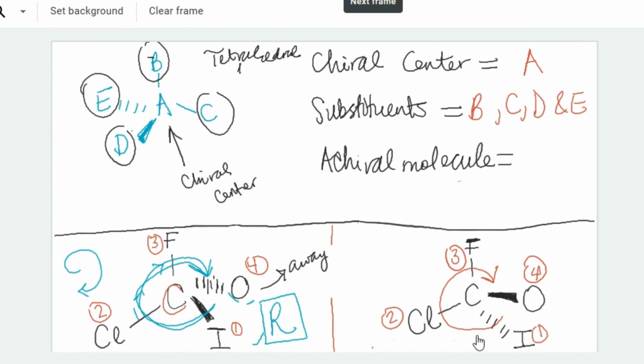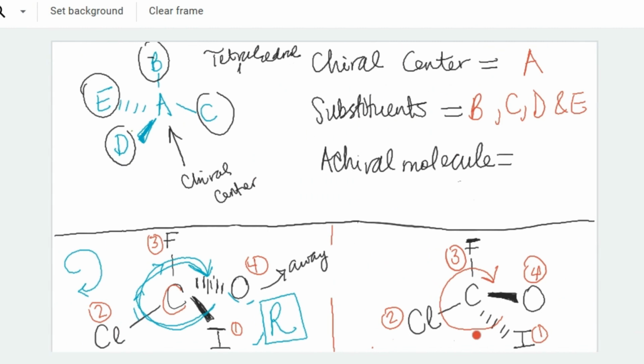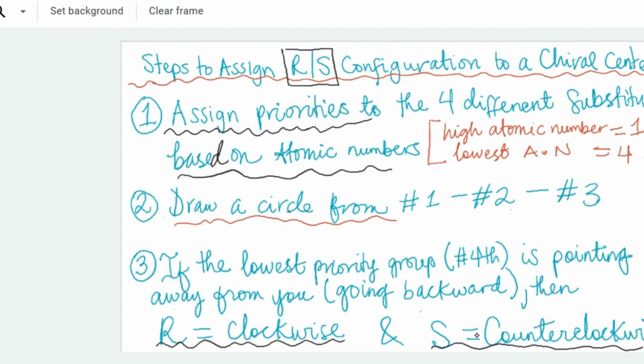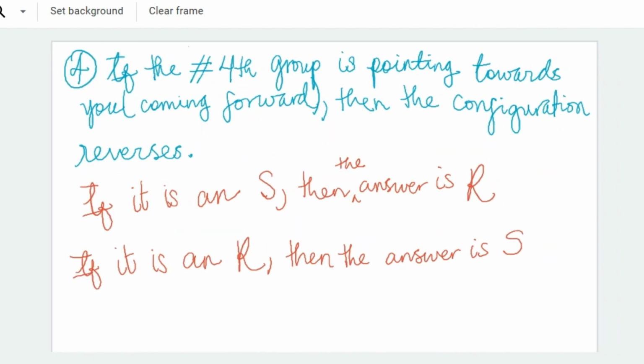Now we're going to see what they said. If the lowest priority group is pointing away from you, going backwards. Now, the lowest priority group is actually oxygen, but it's not going backwards. It's not going away from us. It's actually coming to us and it's coming forward. Then, what is the next thing you have to do? We have to go to the next slide to see if the fourth group is pointing towards you, or the lowest priority group is coming forward, then the configuration reverses.